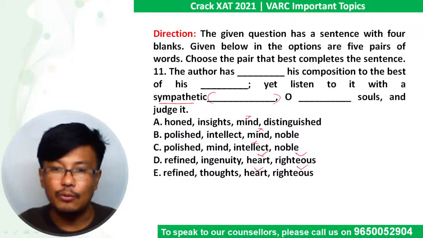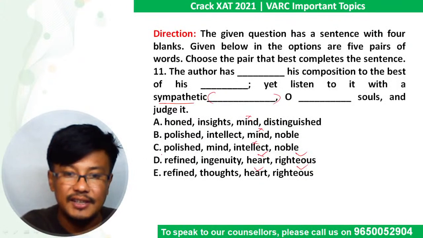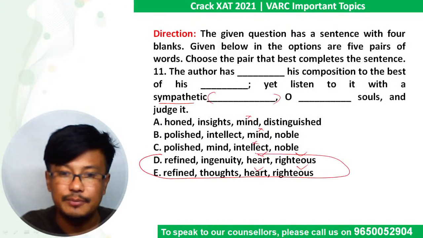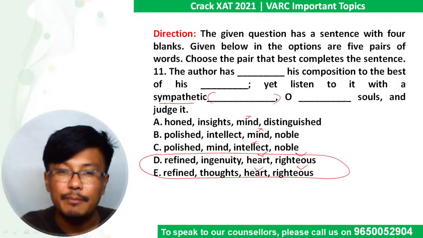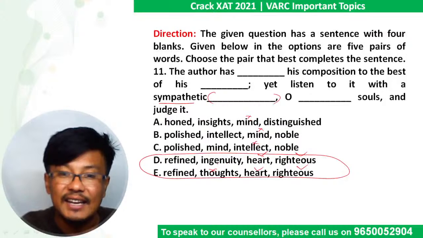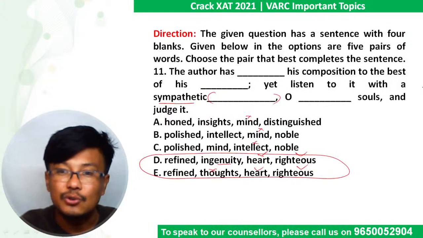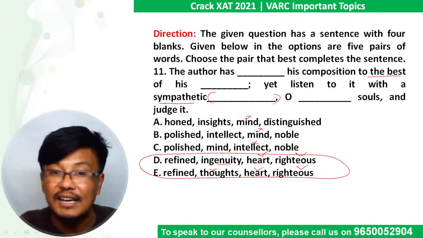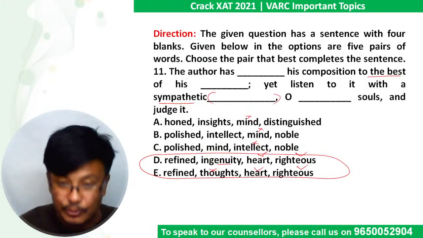The author now has 2 options left, D and E. So choose from D and E, which is better? Refined it to the best of his thoughts is not suitable; it should be to the best of his skill. Ingenuity means skill. So he has refined it to the best of his ability or his skill. So the best answer is ingenuity.